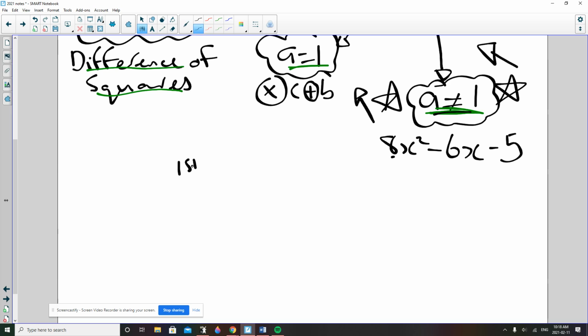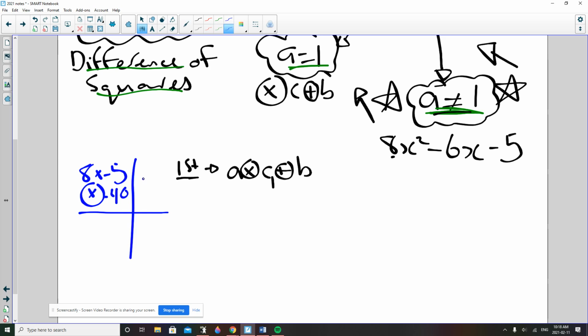So the first step is to look for 2 numbers that multiply to a times c and add to b. In this example, I'm looking for 2 numbers that multiply to 8 times negative 5, so 2 numbers that multiply to negative 40 and add to negative 6.